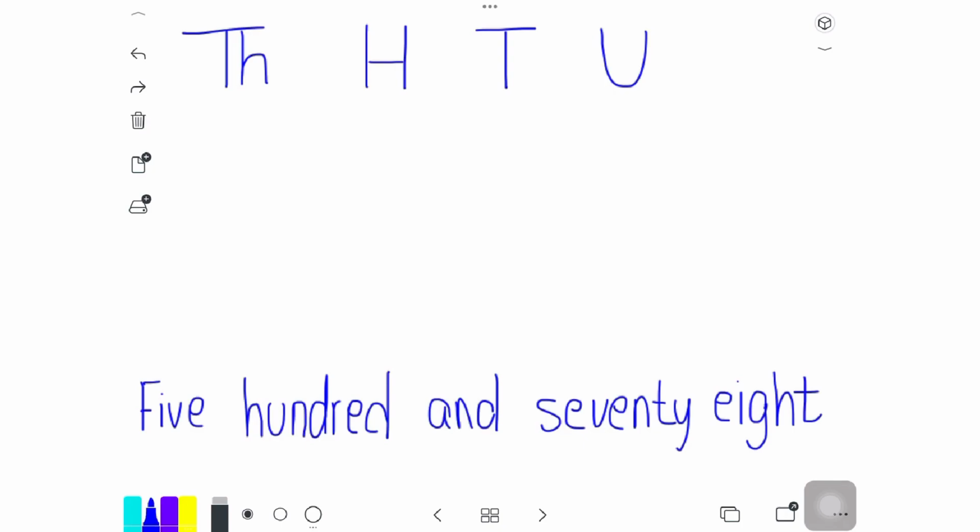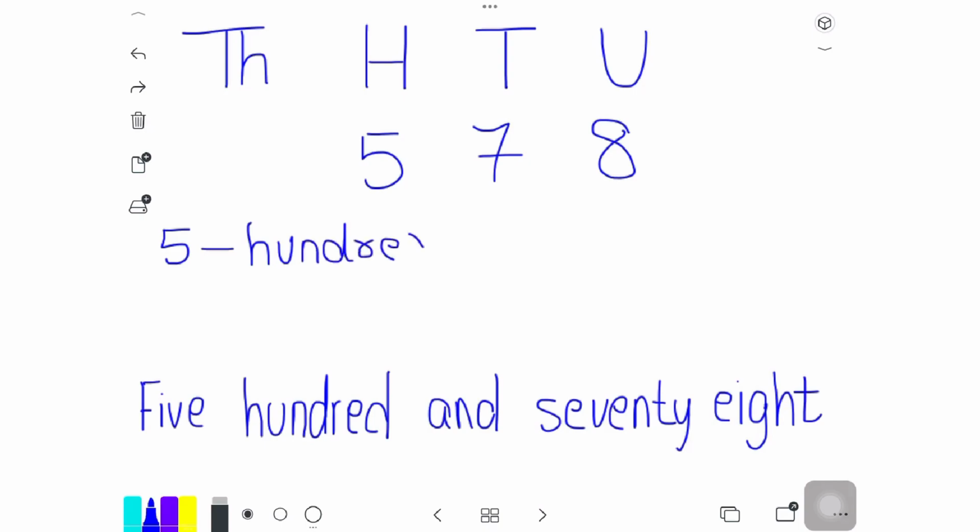We can see that the number is still in its hundreds, so we'll start by writing out the number in the hundreds position with 5 here. So with this you can tell that 5 is in your hundreds, 7 is in your tens position, and 8 is in your units.